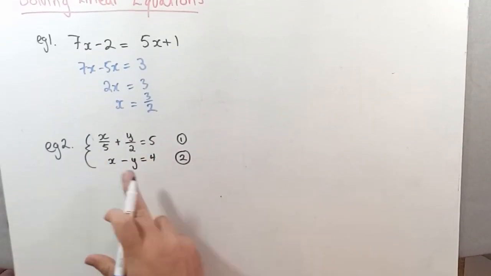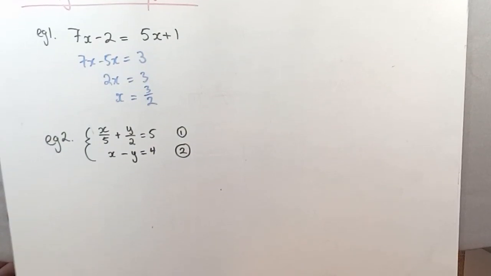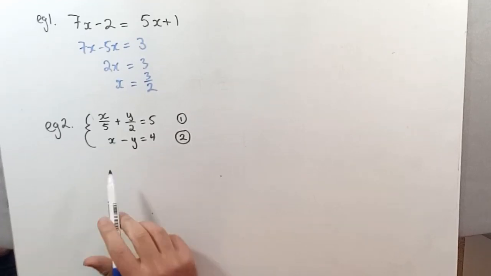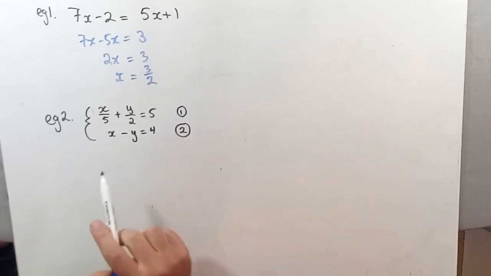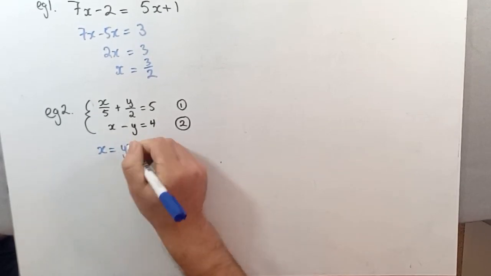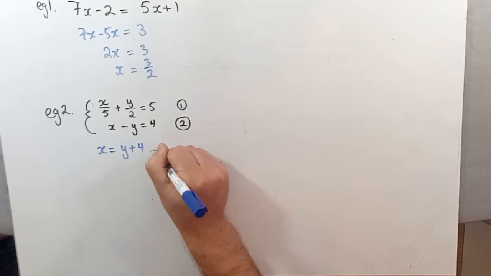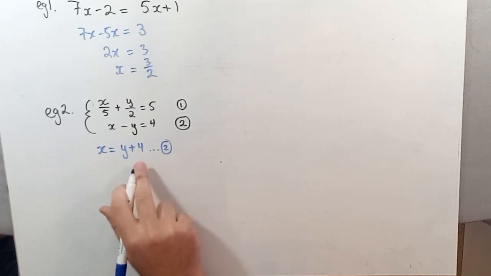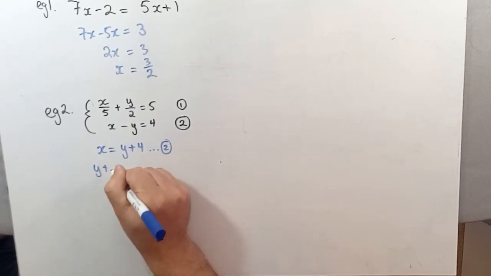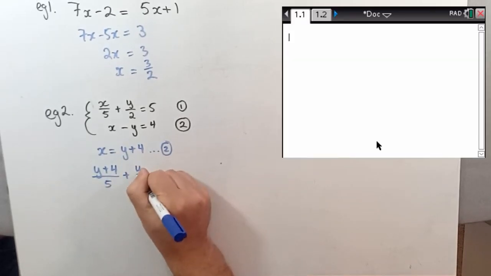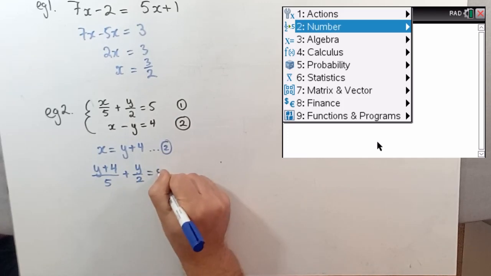Okay, number 2, solving simultaneous equations. Hopefully we can do this pretty easily. So here I'm going to use the substitution method. I'm going to move the y to the other side here. So I'm going to go x is equal to y plus 4, which is from equation 2. Okay, I'm going to sub 2 into 1. So I know that this is x, so this is y plus 4 over 5 plus y over 2 is equal to 5.